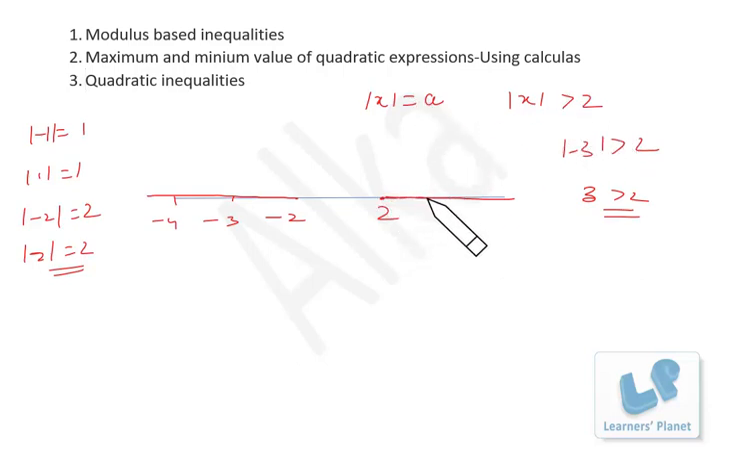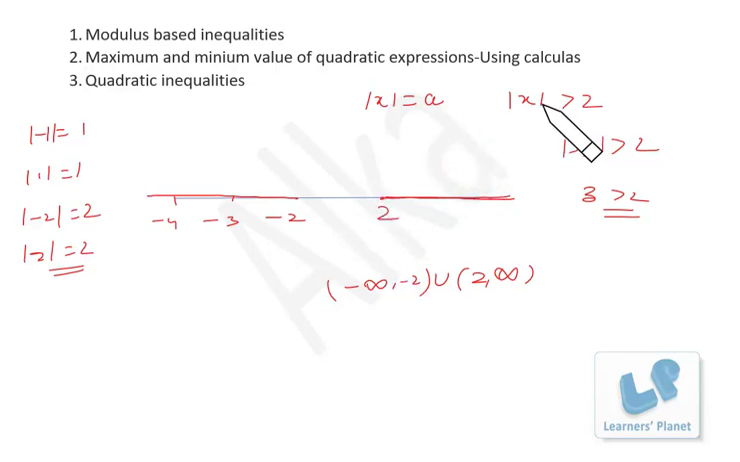The answer to this inequality is 2 to infinity, and here -infinity to -2. Okay, so that is the answer of modulus of x is greater than 2. So if modulus of x is greater than a, then a to infinity and -infinity to -a, depending on whether a is positive or negative, right? So here, this is how we solve a modulus based inequality, right?